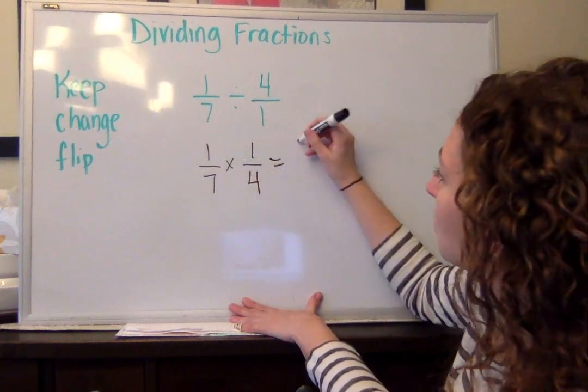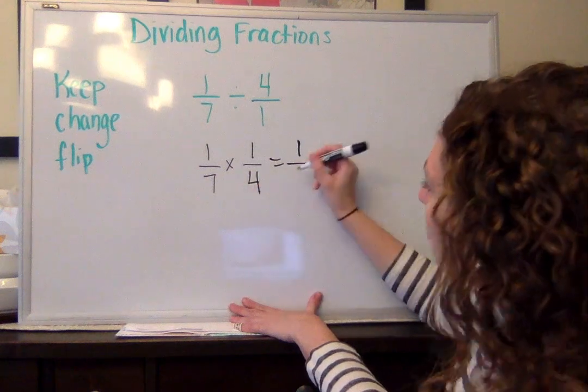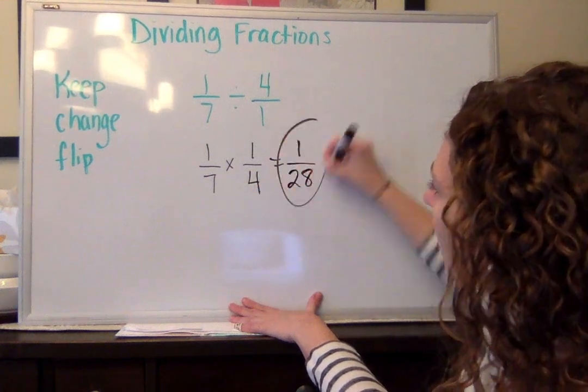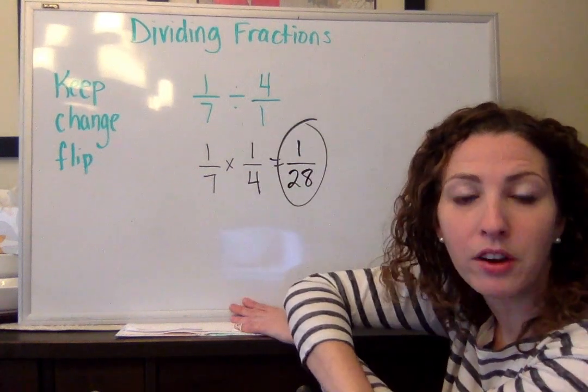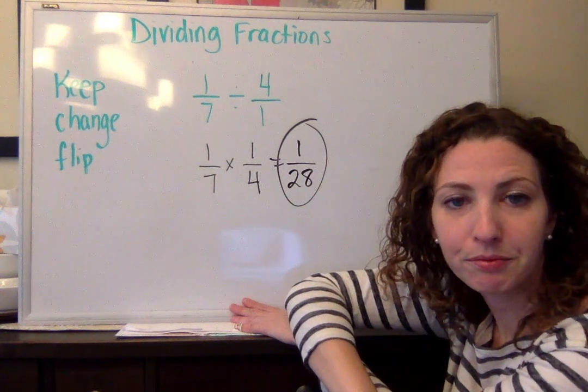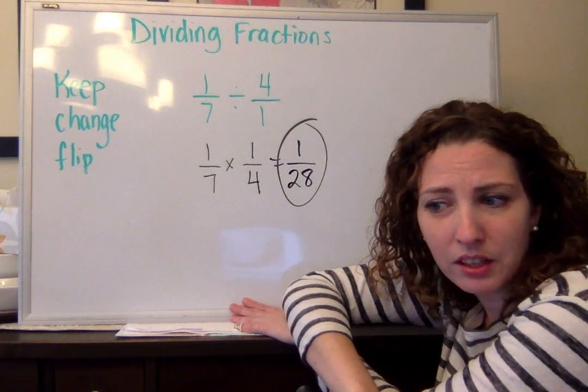1 times 1 is 1. 7 times 4 is 28. And that is your answer, 1 over 28. Seemed easy enough? Let's try some more.